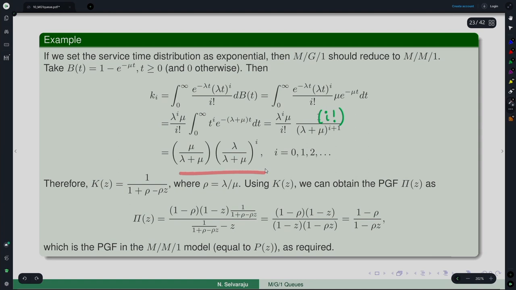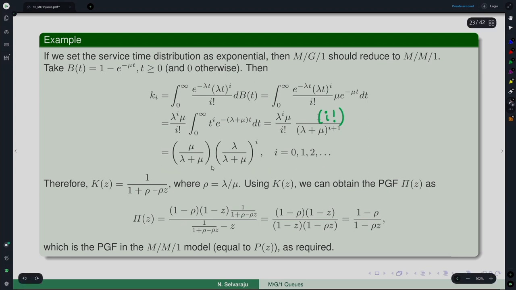As you see, this is a geometric distribution. So, the number of arrivals during an exponential service time is a geometric distribution. If you know the Poisson process, of course, if you have two independent Poisson processes, then one can also get this in this manner easily. So, that is what it is.